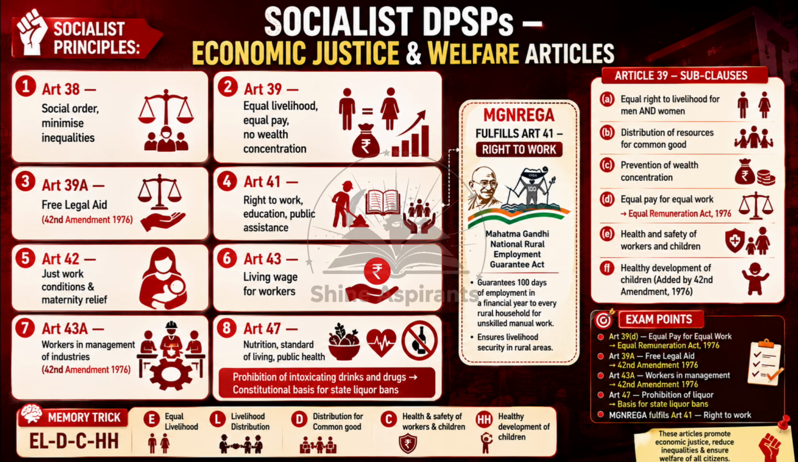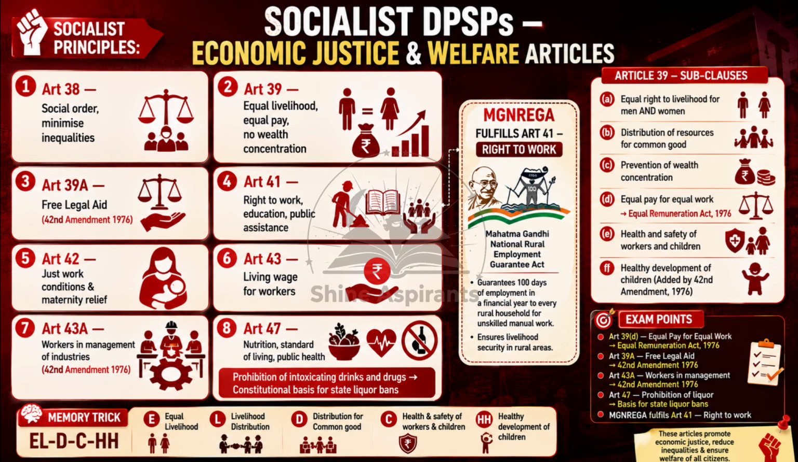E. Health and safety of workers and children. F. Healthy development of children, added by the 42nd Amendment, 1976. Article 39A, free legal aid. This was inserted by the 42nd Amendment Act, 1976 to provide free legal aid to the poor and weaker sections of society. My notes say this is a key exam point.